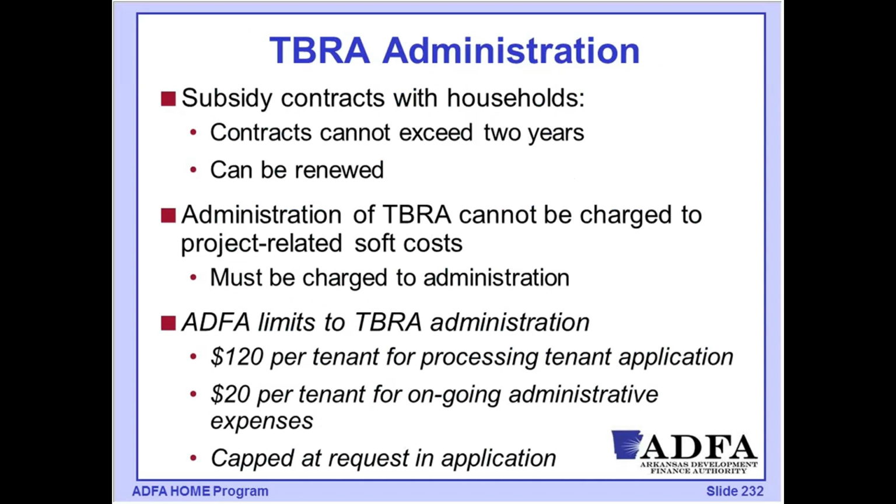For the administration of tenant-based rental assistance, unlike some of our other programs, there is not the ability to charge off project-related soft costs, and so it must be charged to administration. The only variance on this, and what ADFA has done, is that for TBRA administration, they will provide $120 per tenant for processing that tenant application, and then $20 per tenant for ongoing administrative expenses. This is going to be capped at the total amount that was actually requested within the funding application with ADFA.